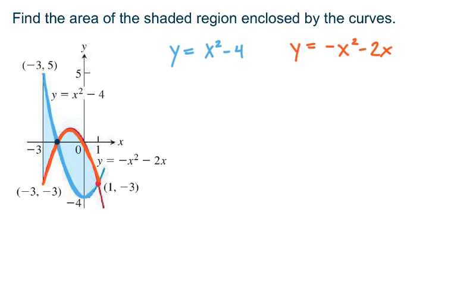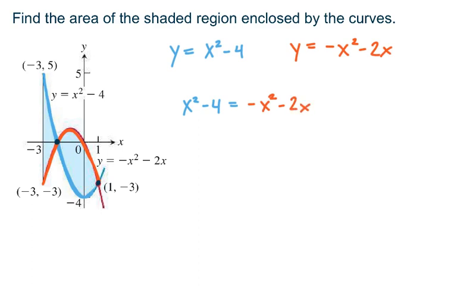We have one point of intersection listed right here, 1, -3. What we don't know is this ordered pair. So we need to figure that out, and in order to determine what that ordered pair is, we would set these two functions equal to each other. So this is just an algebra problem.